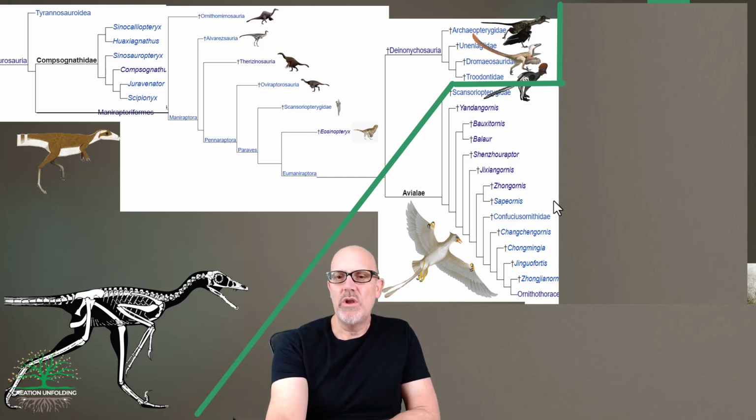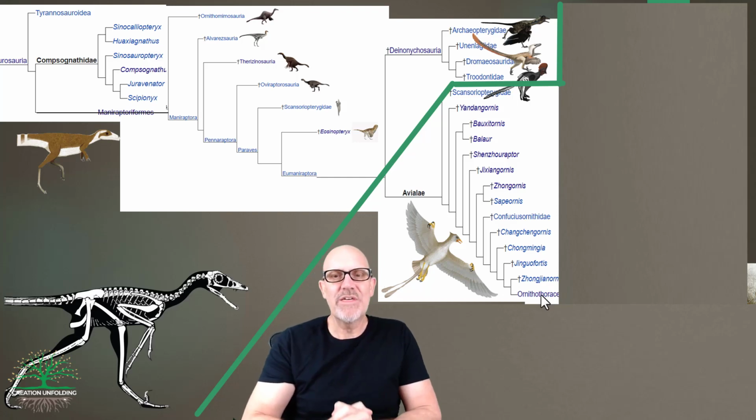Okay, so now what we're interested in here, remember this is the group Avialae, there's a whole bunch of taxa in here, but we're interested in this group right here called Ornithothoraces.